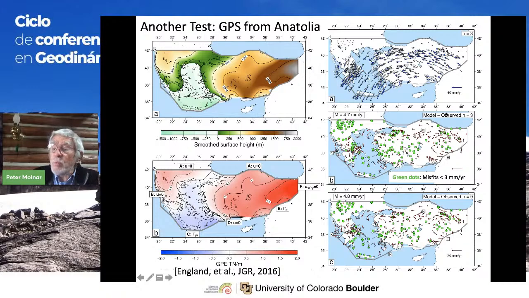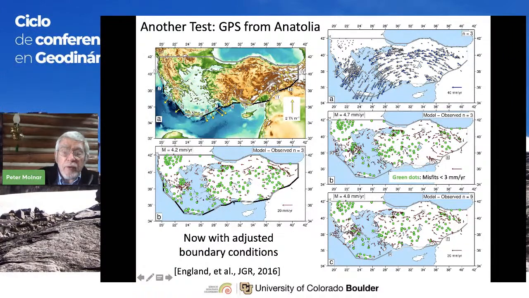And this is what you get if you assume n equals 3. This is what you get if you assume n equals 9, and they're really not very different. But that's the only parameter they're playing with. And they can do a little better if they allow the boundaries to move. They play with the boundaries over here. They can get a somewhat better fit.